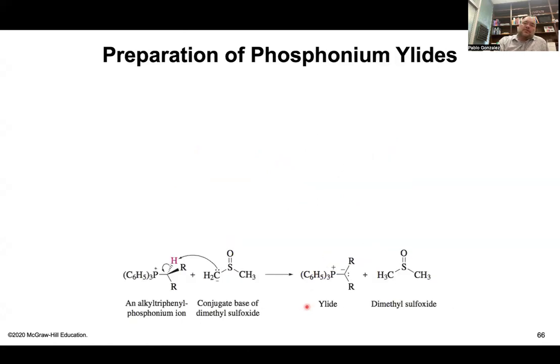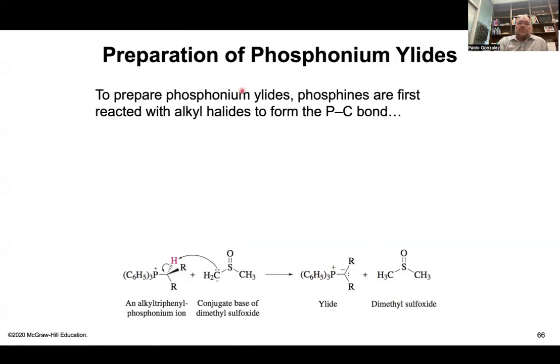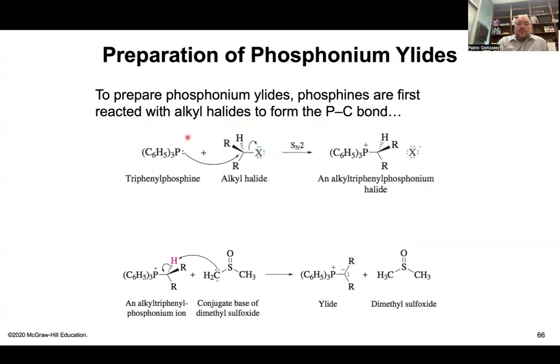So the preparation of phosphonium halides. To prepare phosphonium halides, phosphines are first reacted with alkyl halides to form the P-C bond. So we have here triphenylphosphine reacting with any kind of alkyl halide, the one that's going to have the two R groups for the double bond eventually. And then it's going to be a nucleophilic attack. We have the X as a good leaving group. And here we have the triphenylphosphonium halide.